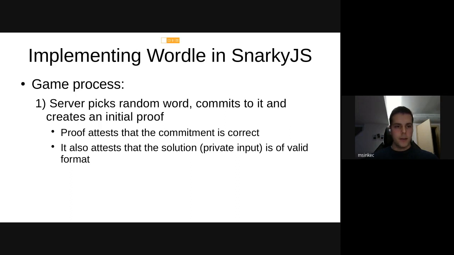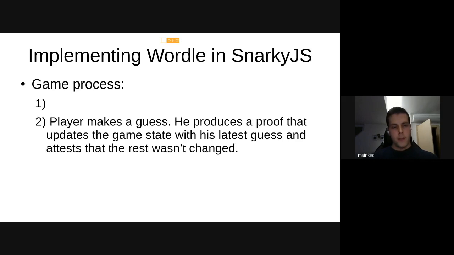Yeah, and then the server creates an initial proof, and this proof attests again that the commitment is correct, and it also attests that this word is of valid format, that is from the vocabulary, and so on. And then the player builds upon this proof and makes a guess. So he produces a proof that updates this game state with his latest guess, and this proof also ensures that he didn't change any other state variables in the game.